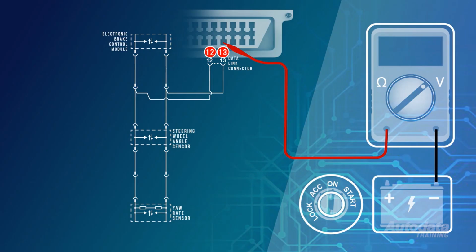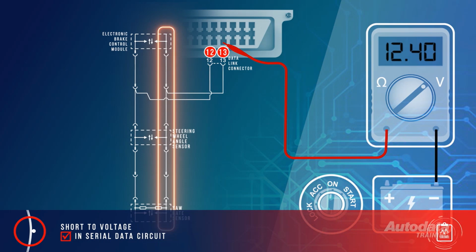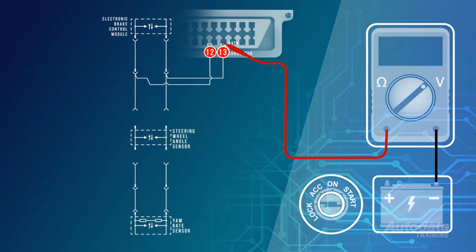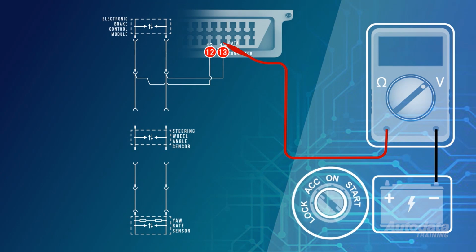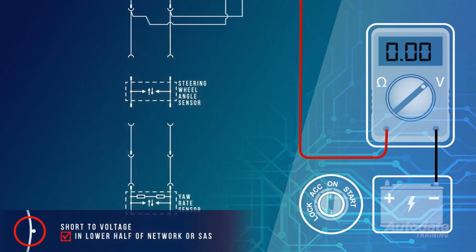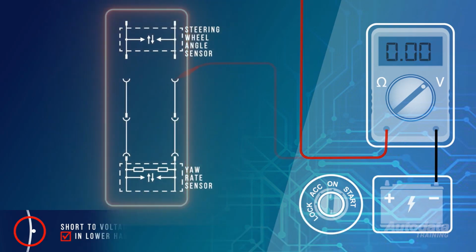If when testing either serial data circuit, the meter displayed battery voltage when connected between terminals 12 or 13 and ground, then there is a short to voltage in that circuit. Turn the ignition off and separate the bus into two halves. Turn the ignition back on while watching the meter. With the SAS sensor disconnected and the meter displaying 0 volts, this confirms the short to voltage is in the lower half of the bus network, or in the steering angle sensor.